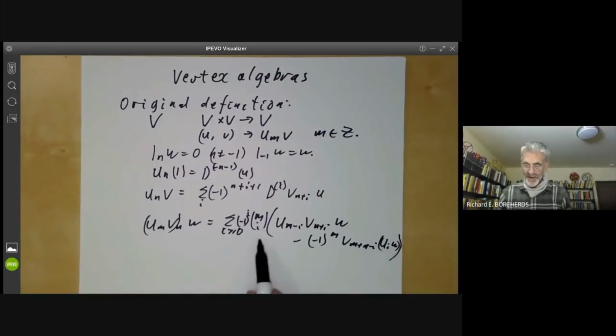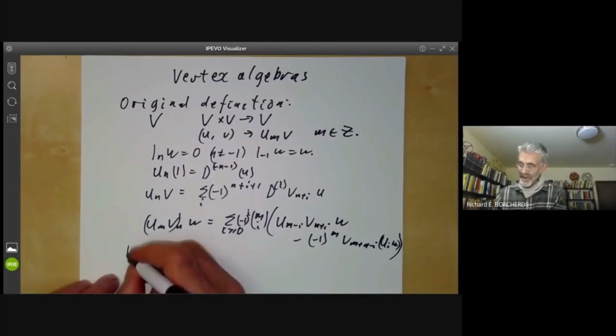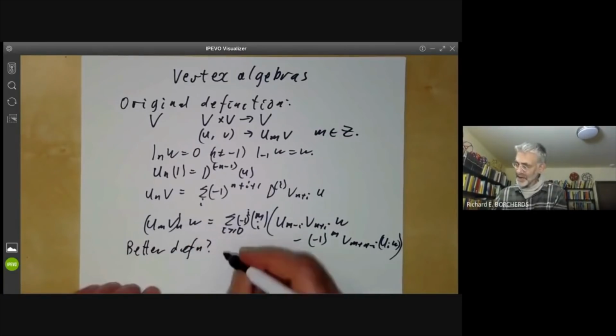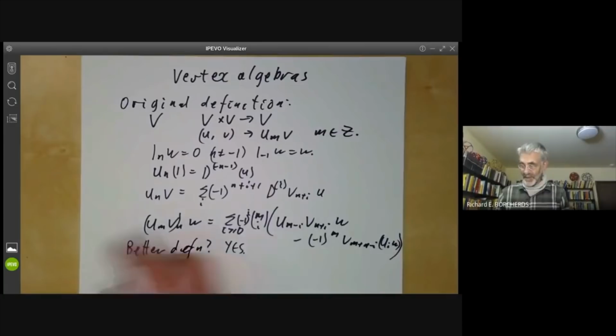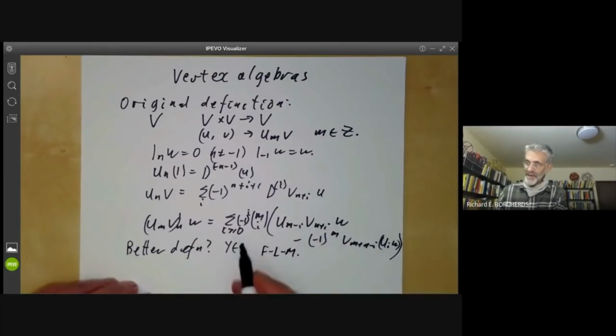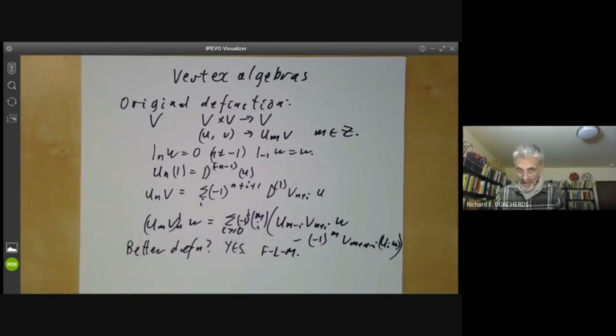So this definition raises several questions. First of all, is there a better definition? Because this is obviously rather a mess. And the answer is yes. In fact, 2 or 3 years after this definition, Frenkel, Lepowsky, and Meurman reformulated the definition in terms of formal power series, which makes it look much cleaner. I'm not going to give the cleaner definition because that's the standard definition which you can find almost everywhere. This is the historical definition.